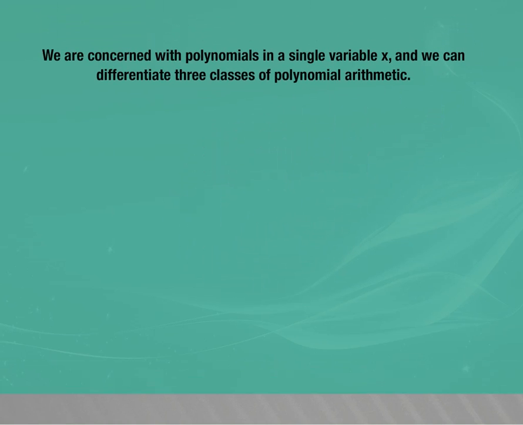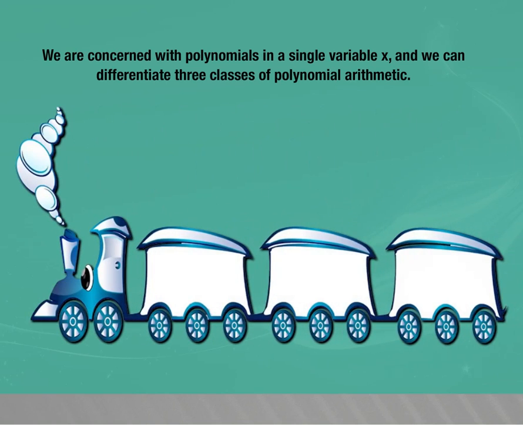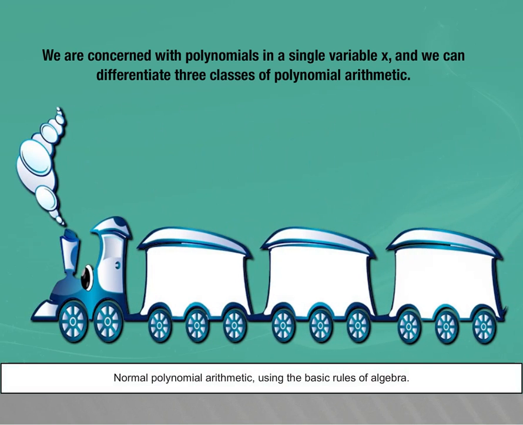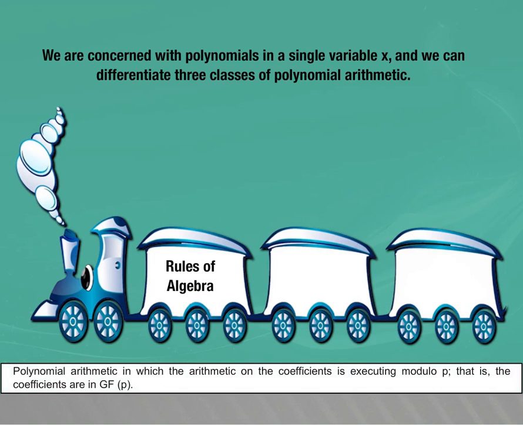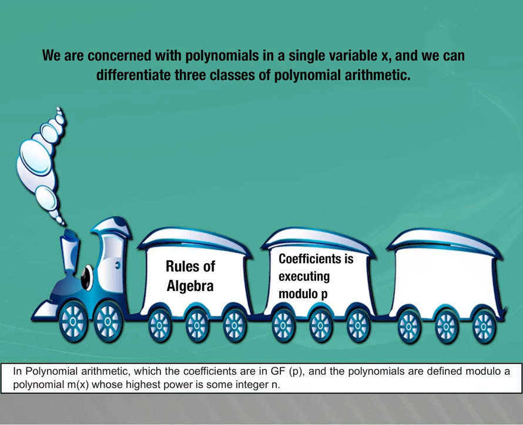We are concerned with polynomials in a single variable x, and we can differentiate three classes of polynomial arithmetic. Normal polynomial arithmetic using the basic rules of algebra. Polynomial arithmetic in which the arithmetic on the coefficients is executed modulo p, that is, the coefficients are in GF(p). And polynomial arithmetic in which the coefficients are in GF(p) and the polynomials are defined modulo a polynomial m(x), whose highest power is some integer n.